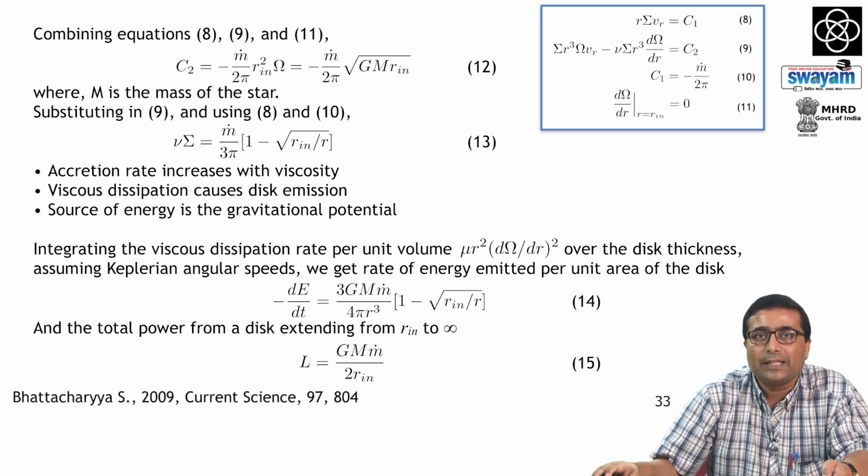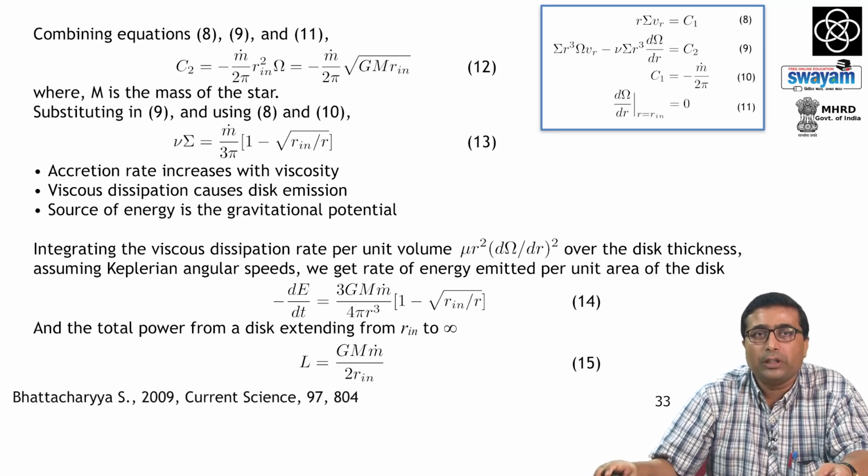Substituting this in equation 9 as shown here and using equations 8 and 10, we get nu sigma equal to M dot by 3 pi into 1 minus the square root of R in by R. This is equation 13, and this is a very important equation which we get only after we considered the steady state disk criterion.